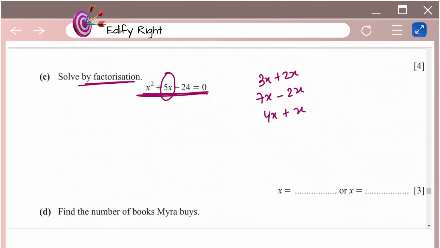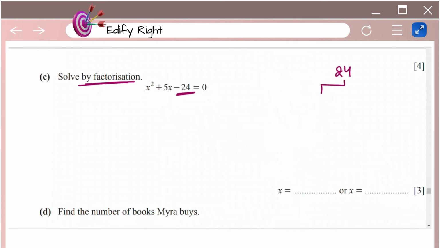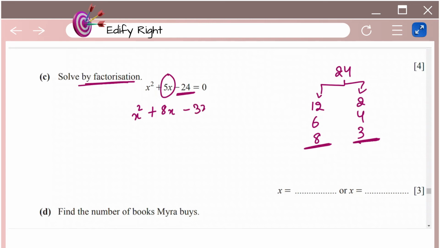The way you know is just take the last term. Here you have 24, right? So find out all the multiples of 24. So that is 12 times 2, 6 times 4, so on and so forth. So figure out which of these multiples will give you the value 5x either when they are added or subtracted. So for example, I can split 5x as 8x minus 3x. So I'm going to do just the same: X squared plus 8x minus 3x minus 24 equal to 0.